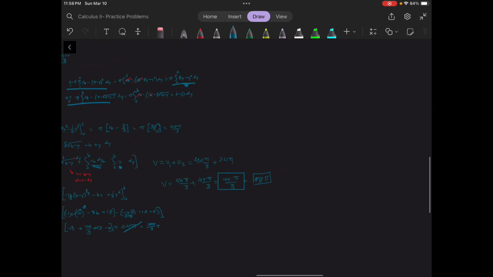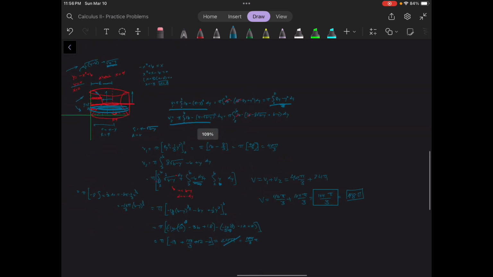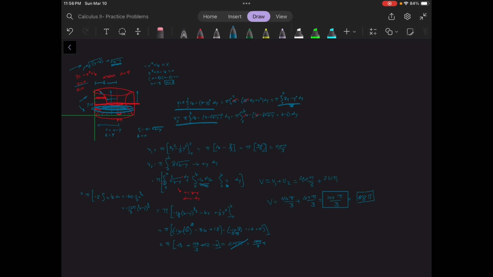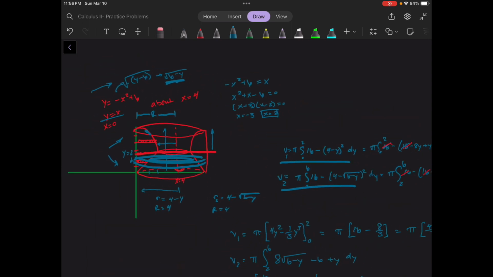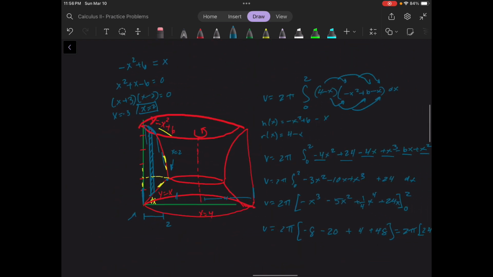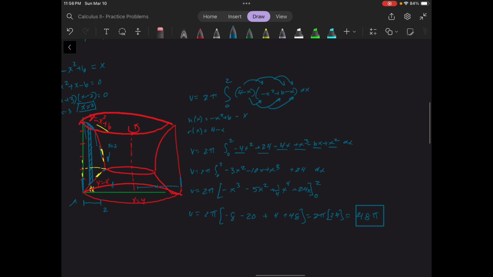So, in conclusion, you should be able to do both methods and be able to choose the right one. It was screaming at you by having a function of x and only needing one integral to use the shell method here. That's why this one was so much easier.